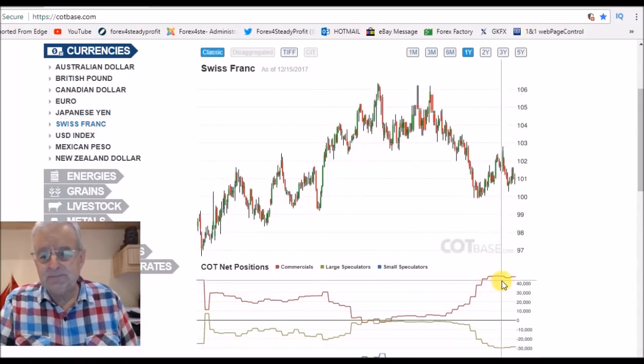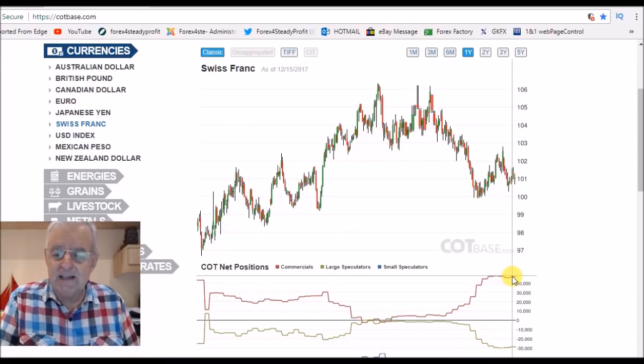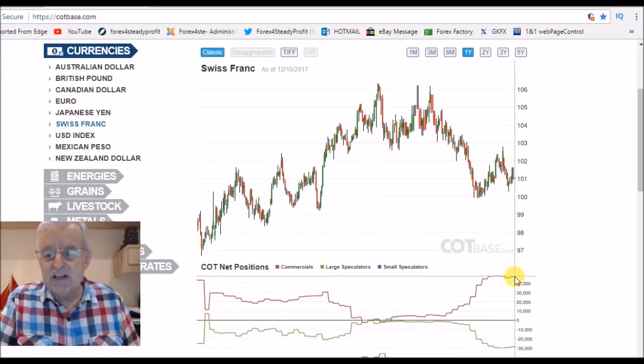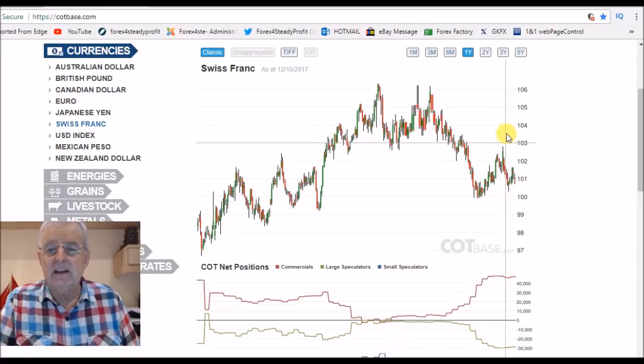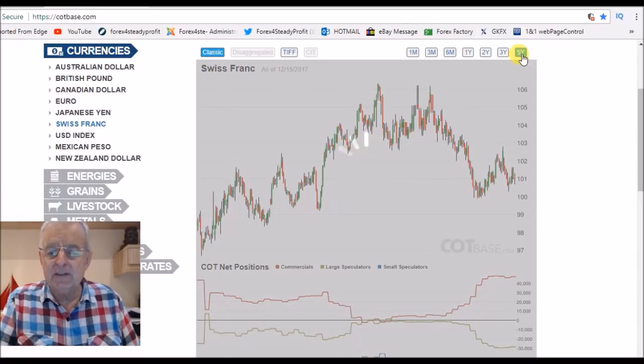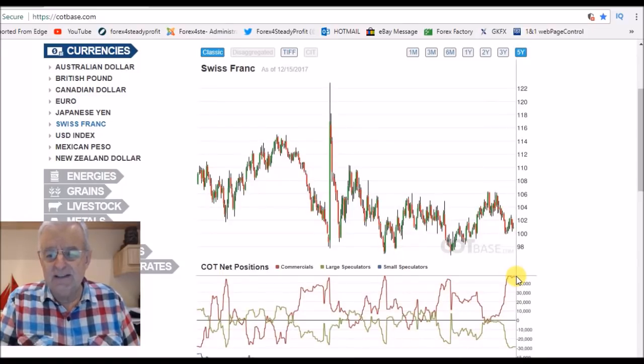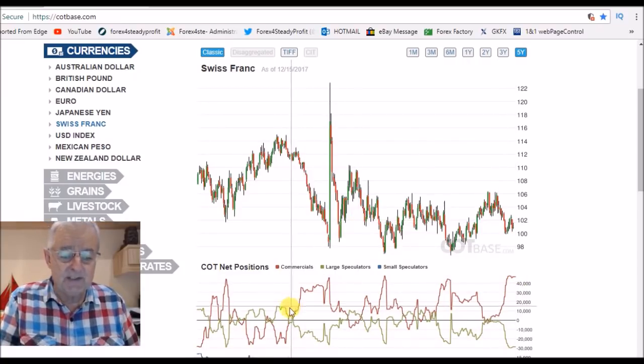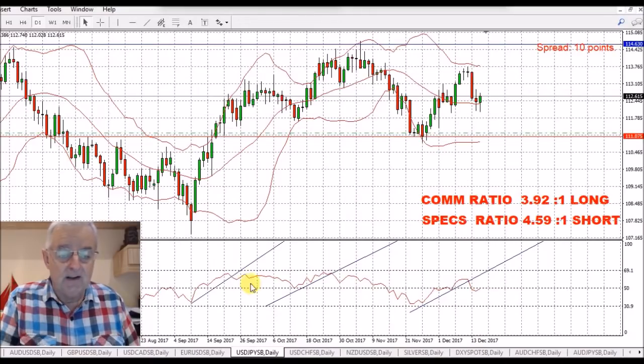Swiss franc, we still maintain an extremely bullish position. As I showed you before, the 5-year chart. This is a bullish extreme, and I'm expecting quite a big move on the Swiss franc. Once again, prefer it on the crosses.